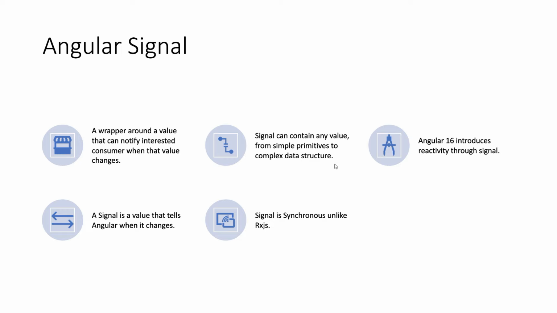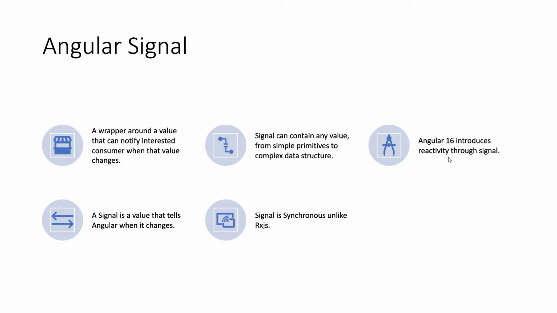A signal can contain any value, from a simple primitive to a complex data structure. So we can have a signal with a string, number and boolean, and we can also have complex data structures like an array and an object.